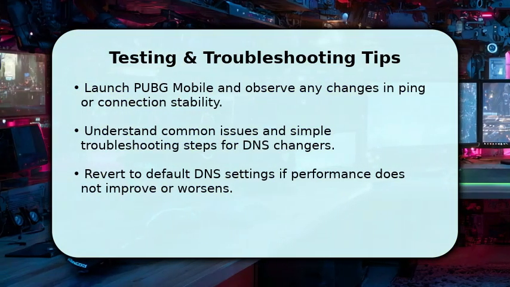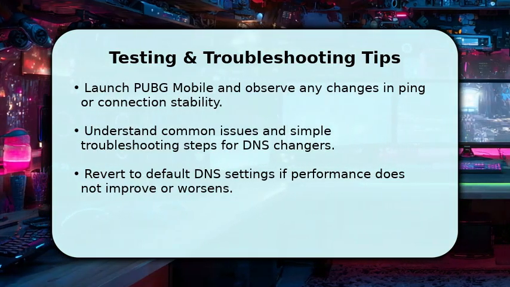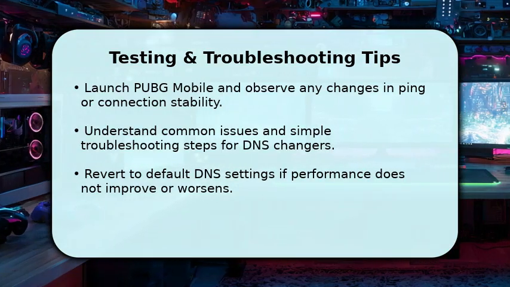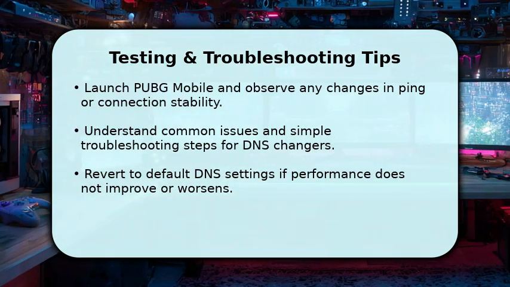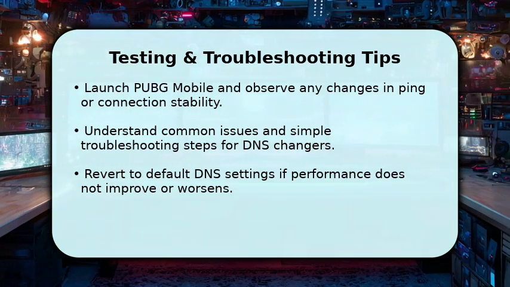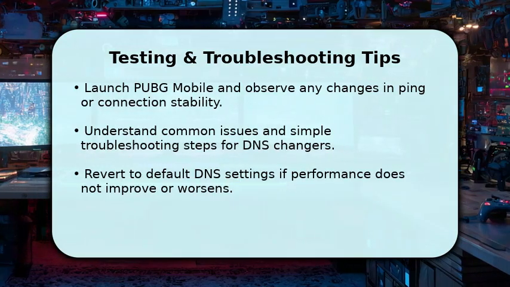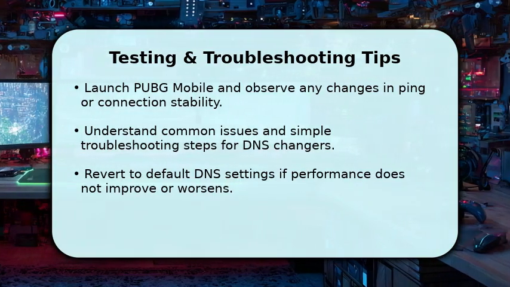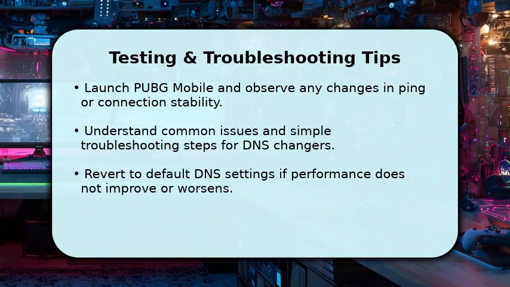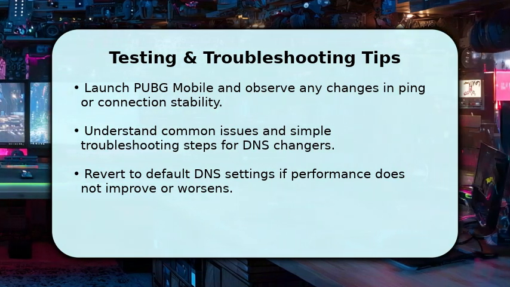Now, launch PUBG Mobile and observe your in-game ping. You might notice a reduction of several milliseconds, indicating a more responsive connection. If you encounter any issues, such as connection drops, try switching to a different DNS server or restarting the application. Should performance not improve, or if it worsens, simply revert to your device's default DNS settings. This ensures you can always return to your original setup.